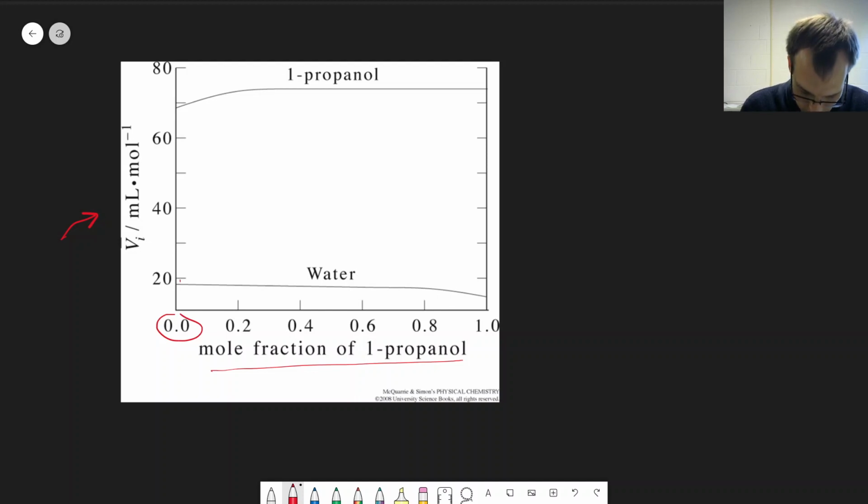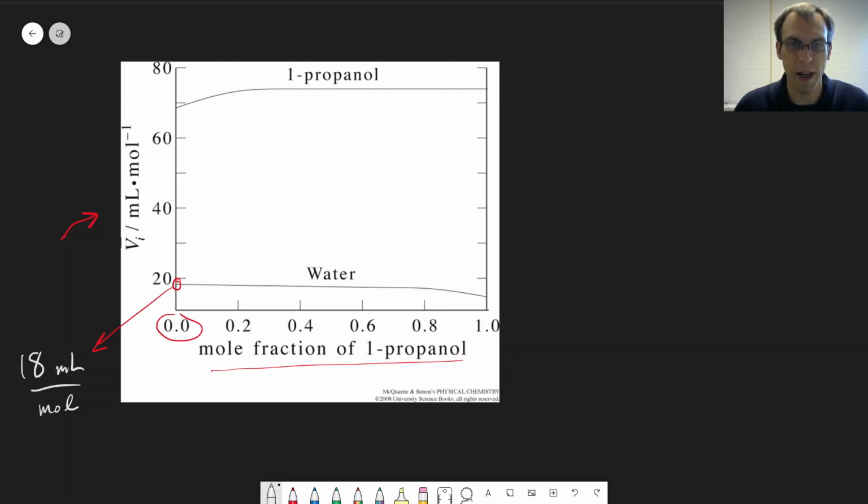And so right here, this value on this axis, it's about 18 milliliters per mole. That's just based on the fact that water weighs about 18 grams per mole, and it's about 1 gram per milliliter in terms of the density. So for pure water, we would expect that the molar volume is about 18 milliliters per mole. And for pure water, we do have that. If we had 1 mole of pure water, it'd take up about 18 milliliters of volume.